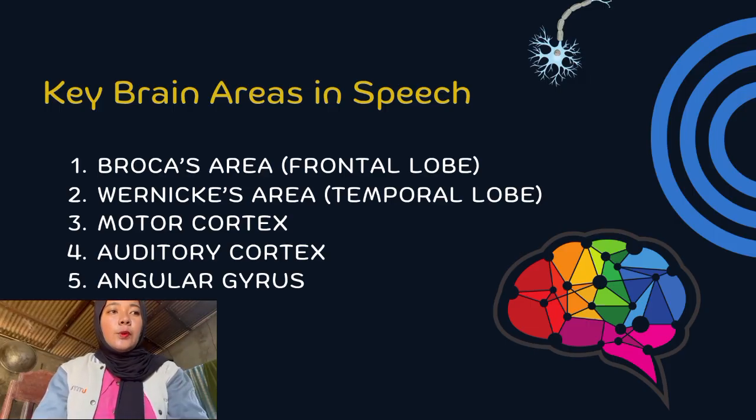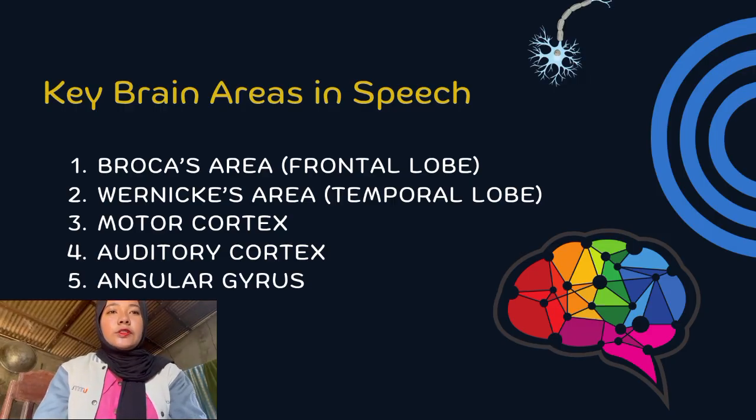Number 2, Wernicke's area, found in the left temporal lobe, is responsible for understanding spoken and written language. If damaged, people speak fluently but without meaning. Example: the sky fades because the blue talks.